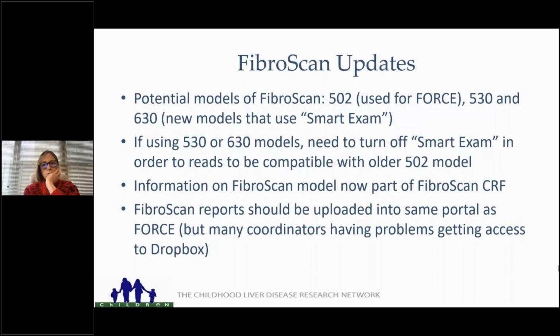This is Cynthia in Colorado. I've had issues with low disk space on the USB flash drive recently, and so I've been having issues getting a new USB for the FiberScan machine itself to be able to upload. So that's my issue currently.